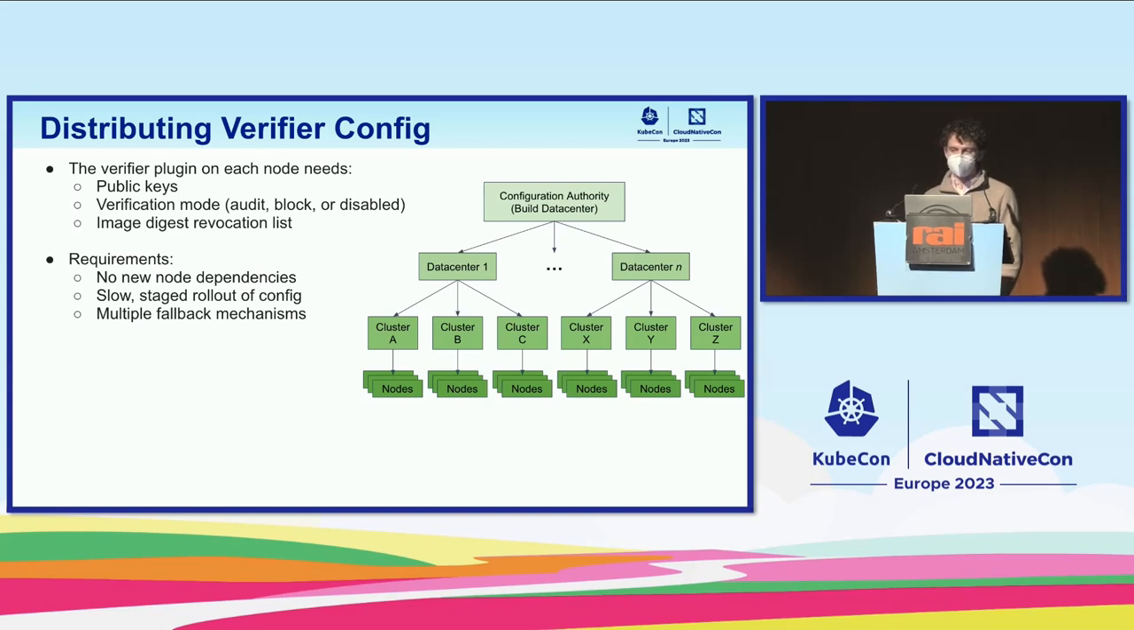And finally, we need to distribute an image digest revocation list. Because our signatures don't have expirations, we need to be able to revoke them in some way. And typically, we would prefer to revoke image signatures using a public key revocation. But this is a bulk operation, since public keys are used over multiple signatures. So if we only have a handful of images that we want to revoke signatures for, we would prefer a revocation list for this use case. Our requirements for distributing this configuration are mostly guided by reliability. So we don't want to introduce any new node-level dependencies. We need the ability to roll out this configuration in a slow and staged manner. And also, we'd like to have multiple fallback mechanisms for distributing this configuration for resilience.